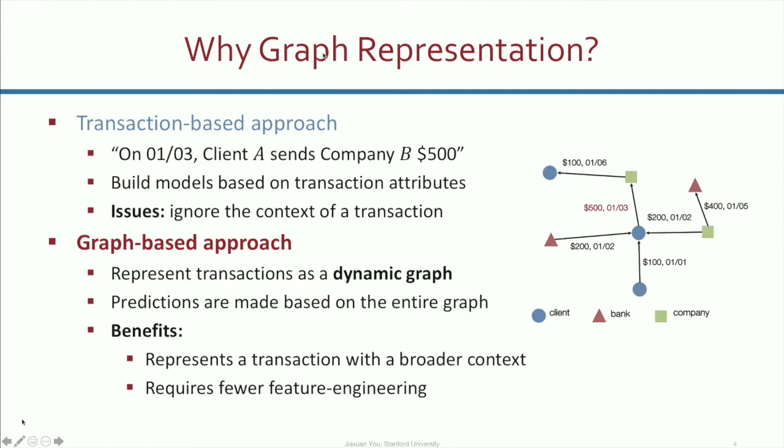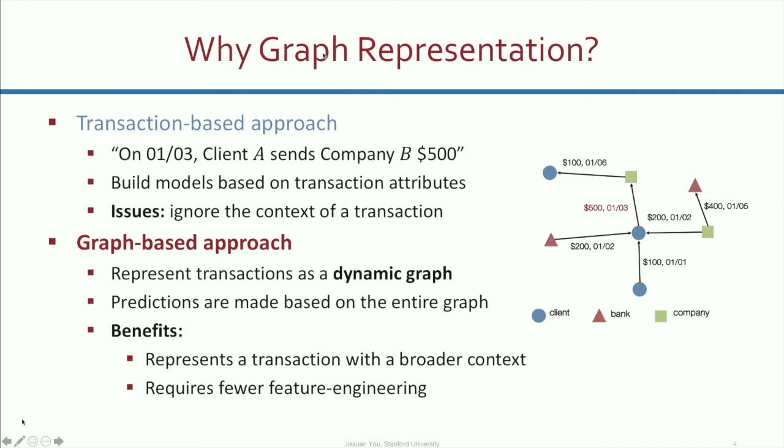A great question to ask here is, why do we need graph representation? Traditionally, people have been using a transaction-based approach. For example, a transaction can tell us that on January 3rd, client A sends company B $500. Based on this transaction information, people can build machine learning models and make predictions. The issue with this kind of approach is that it ignores the context of a transaction.